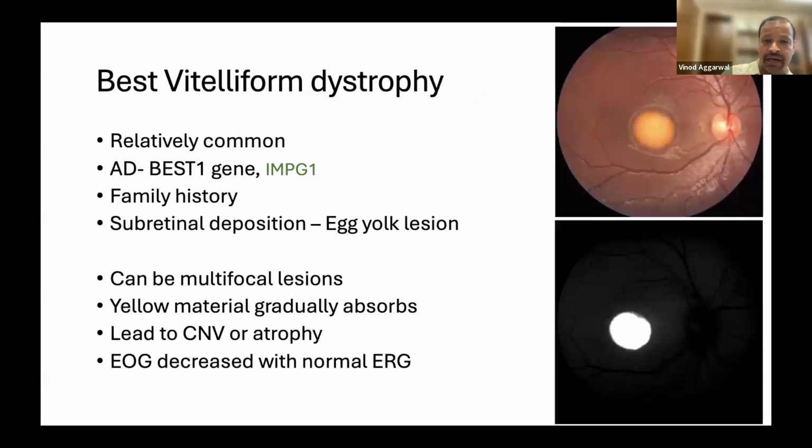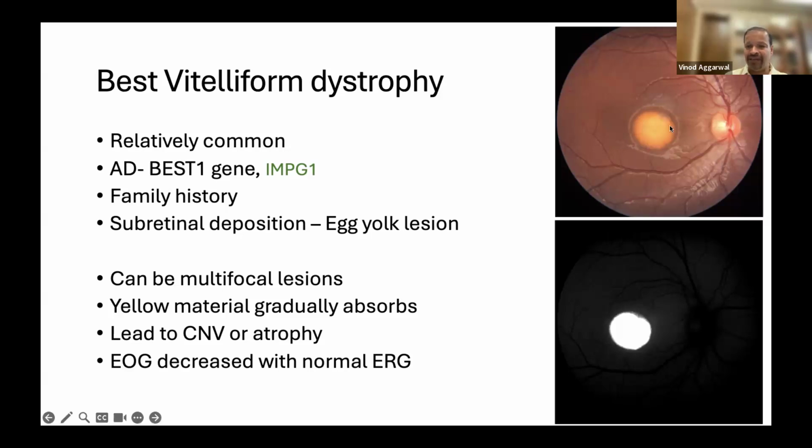In macular dystrophy, the most distinctive pattern is seen in Best vitelliform dystrophy. It's relatively common. We know that it is caused by the BEST1 gene, but of late, the IMPG1 gene has also been implicated in these dystrophies. Typically, since they are autosomal dominant, if you see the parents or the siblings of the proband, you will be able to make a definitive diagnosis in several of them.